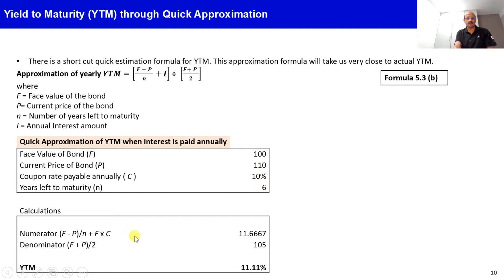So 10 divided by 6 is 1.6667 plus interest is $10, F times C, where C is the coupon rate. So 10 plus 1.6667 becomes 11.6667 as the annual return on an average, divided by the denominator, which is F plus P divided by 2, that is 100 plus 110 divided by 2, so 105. So if we divide 11.6667 by 105, we get the YTM of 11.11% approximately.